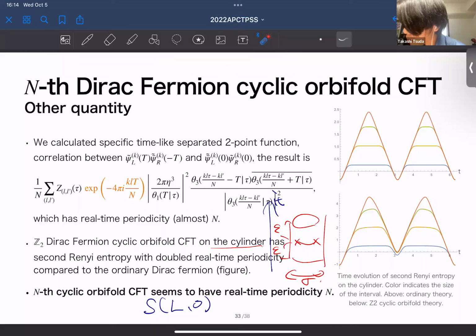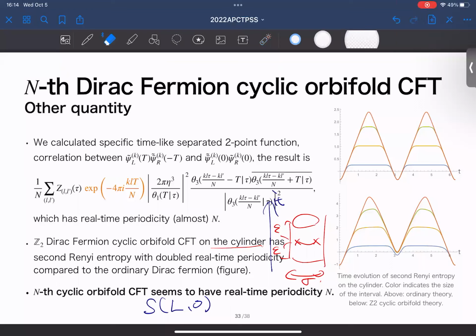Yes, when we consider the cylinder, we have an imaginary time direction, and the entropy has variables where the subsystem is defined in the imaginary time direction, and we see the real-time evolution of the imaginary time by using the analytic continuation. Okay. Thank you for asking.